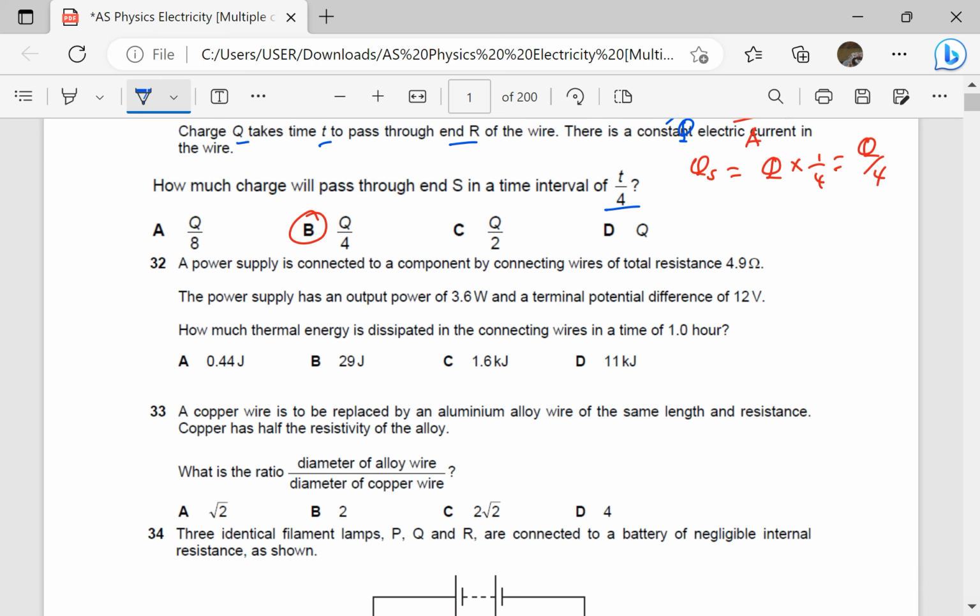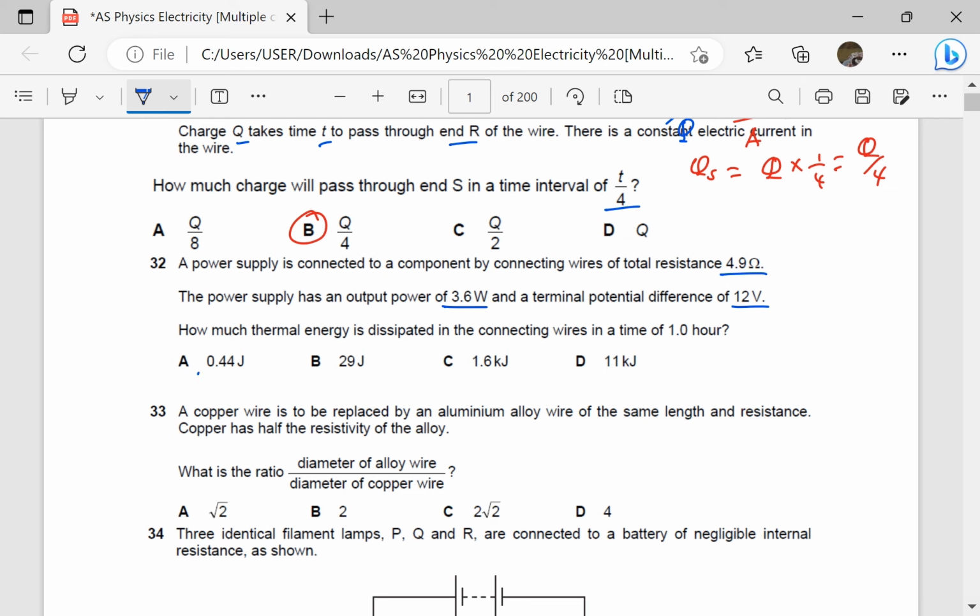A power supply is connected to a component by connecting wires of total resistance 9.4 ohms. The power supply has a 3.6 watts output and a terminal PD of 12 volts. How much thermal energy is dissipated in the connecting wires in a time of 1 hour?